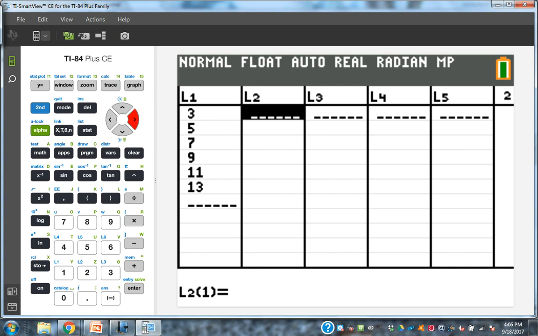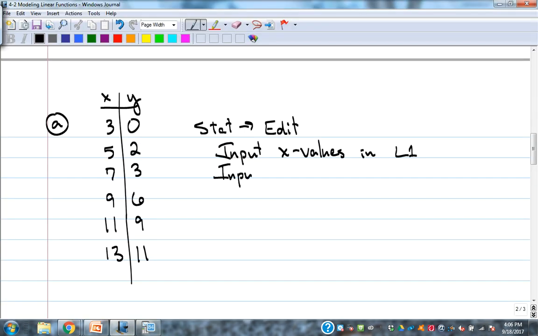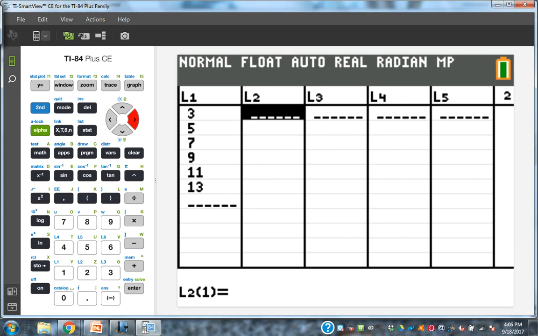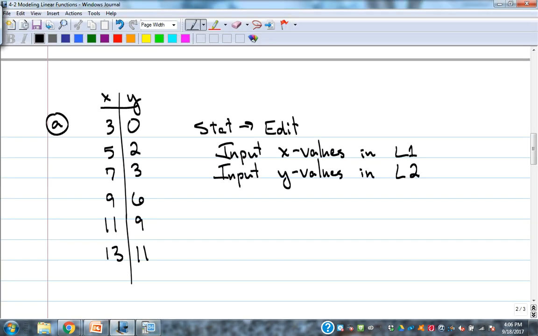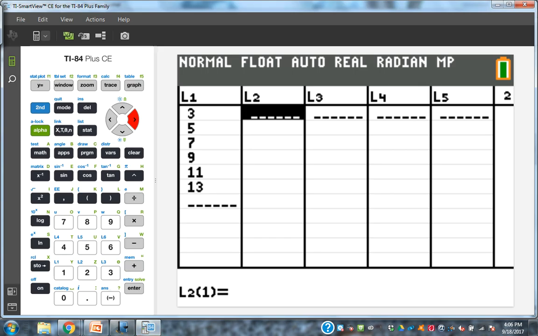Okay. And then we're going to input Y values in L2. L2, the Y values were what? 0, 2, 3, 6, 9, and 11. And it does matter if they're in order, like paired up ordered pairs. If they're not in order like the ordered pairs are, then you're doing something totally different. They've got to be in order as the ordered pairs have them in your table that they give you.